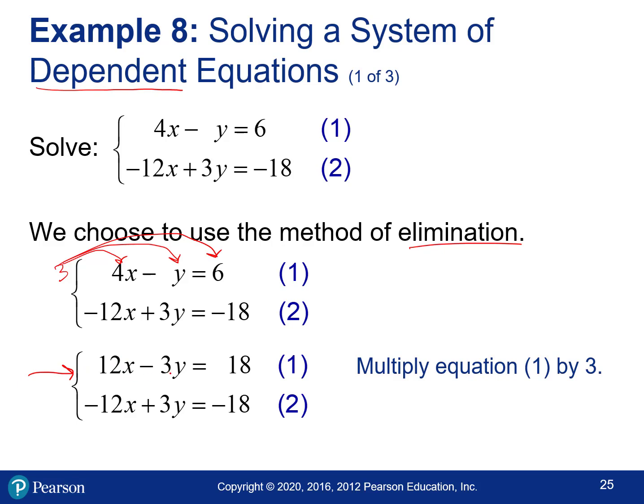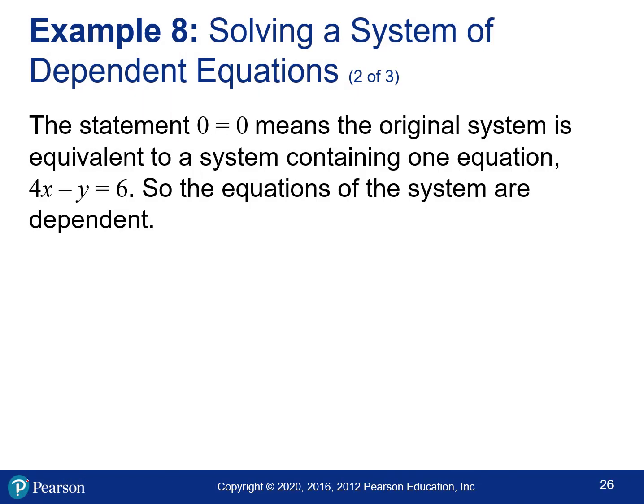12x minus 3y equals 18. When we add the two equations, everything gets eliminated. 12x minus 12x is 0, minus 3y plus 3y is 0, and bring down our equal sign. 18 minus 18 is 0. So everything got eliminated, even though we were just trying to eliminate one variable.